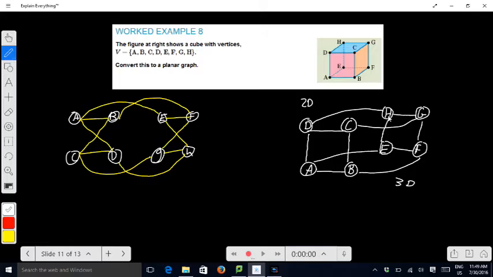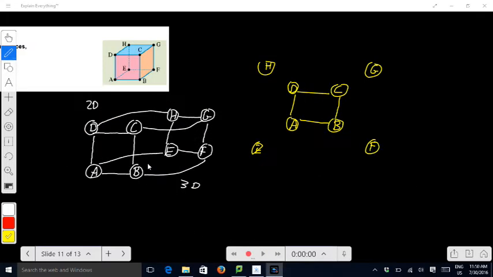Now this actually might look a little bit nicer than that one, if you can see. So I'm almost there. I've still got some edges that are crossing each other. So I'm just going to pause the video again and redraw a similar object.